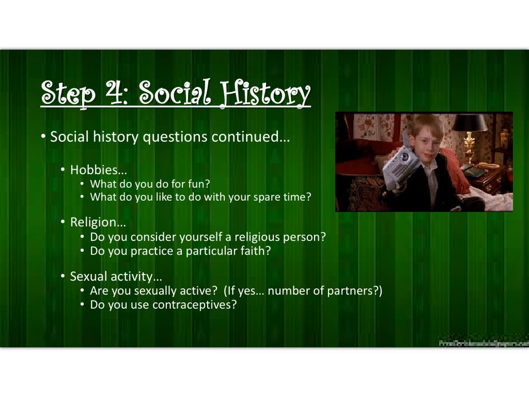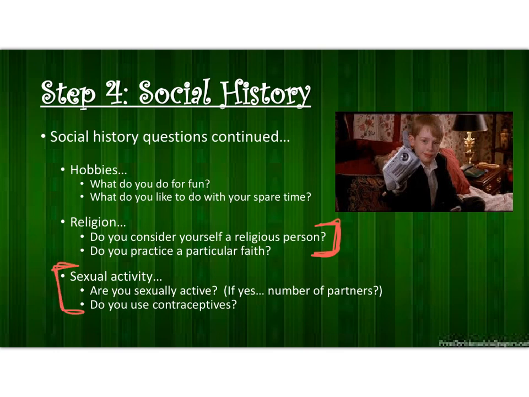Religion, I would say, is rarely asked. A lot of times you might bring faith into a history if you are talking to someone who maybe has some psychological issues, because a lot of times faith can be very anchoring for someone. So if you want to ask them if they consider themselves religious, that's cool, but not something you have to ask.